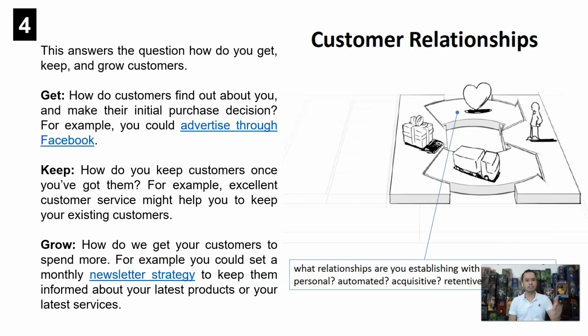Look at this. First, get. How do customers find out about you and make the initial purchase decision? For example, customer find you through Facebook. How do you keep your customer? You make sure your customer service is good. You contact them, you email them, stuff like that. How do you grow your customer? You send them newsletter, you send them coupon, you send them vouchers.